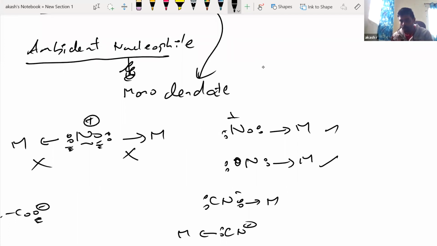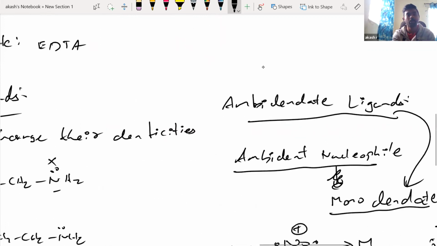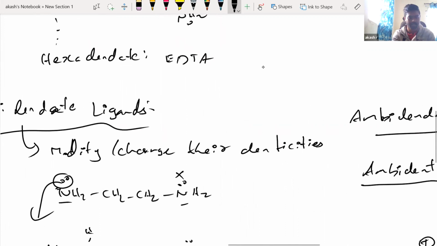So they have two donor sites, but at a time they'll be able to donate only from one site. That is why we are calling them monodentate, not flexidentate, because they have only one site for donation available at a time. But two different monodentate sites are possible. I hope that makes sense. So that is about your monodentate ligands.